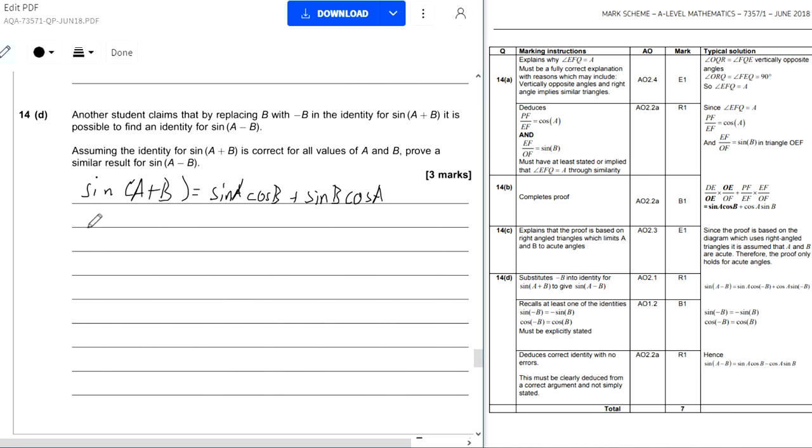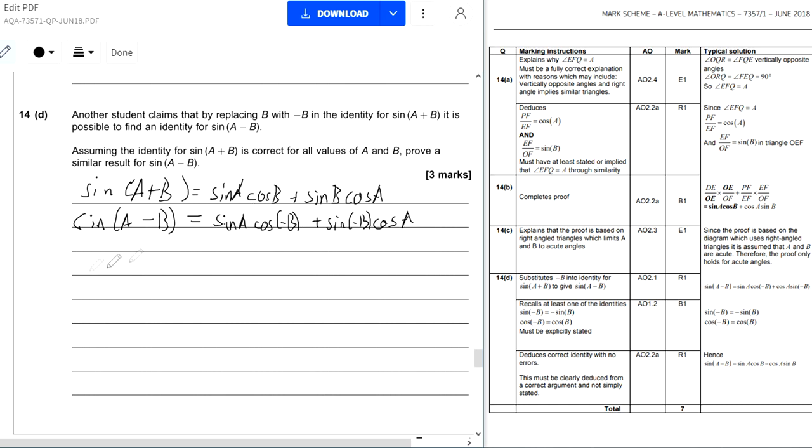We're replacing B with minus B. So that's going to give us sine A cos minus B plus sine minus B cos A. Now, you may know that the actual answer to this would just make this negative. But how are you going to get from there?